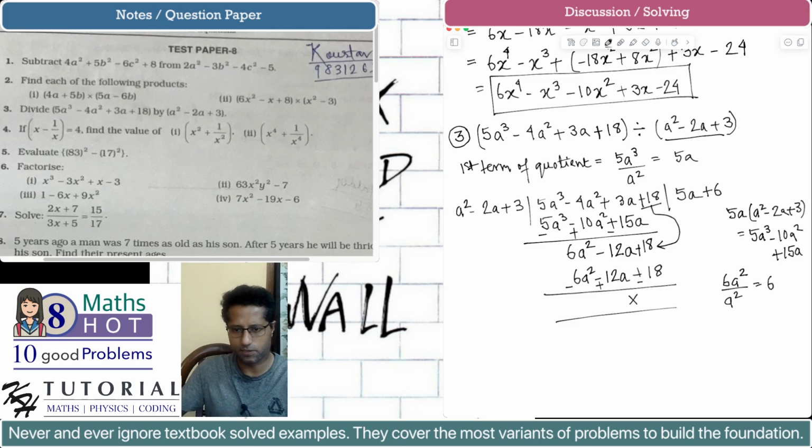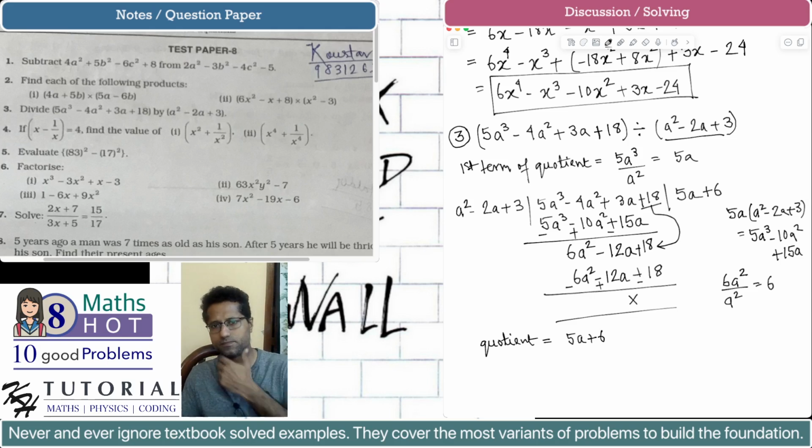So the answer of the question, so we have to divide this. So the answer of the question is equal to 5a plus 6. This is the quotient of the division, or you can say this is the answer or the result of the given division.